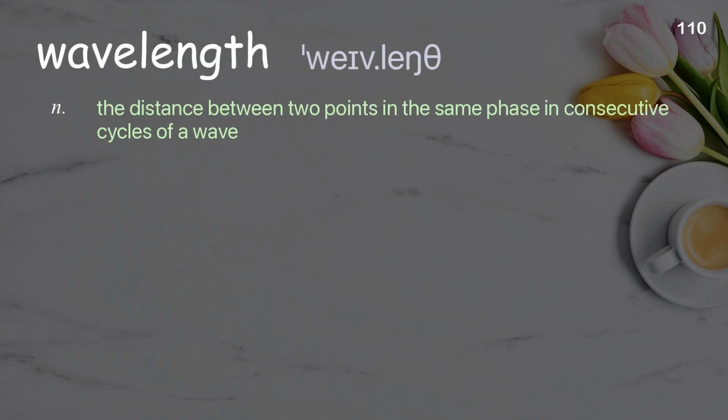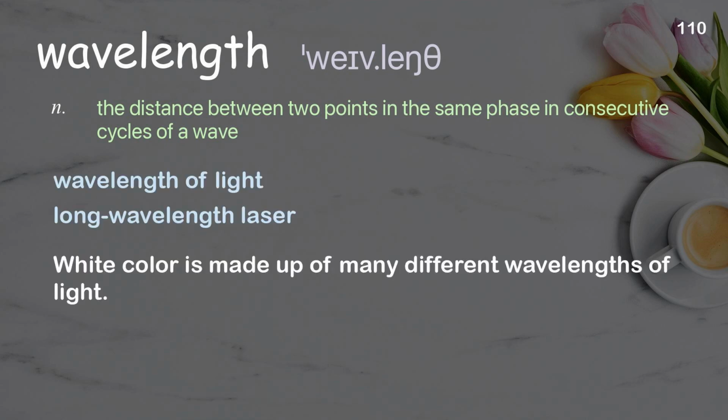Wavelength. The distance between 2 points in the same phase in consecutive cycles of a wave. Examples: Wavelength of light, long wavelength laser. White color is made up of many different wavelengths of light.